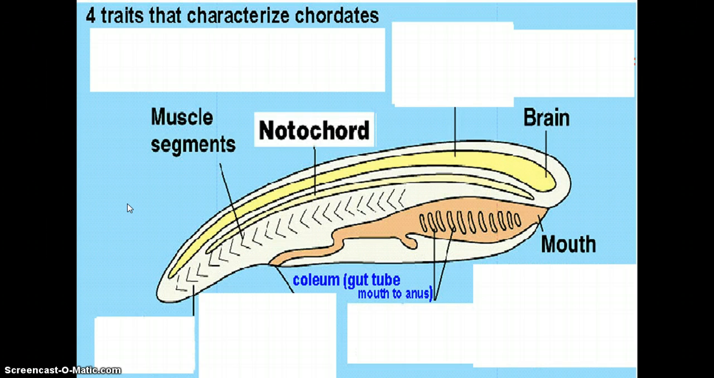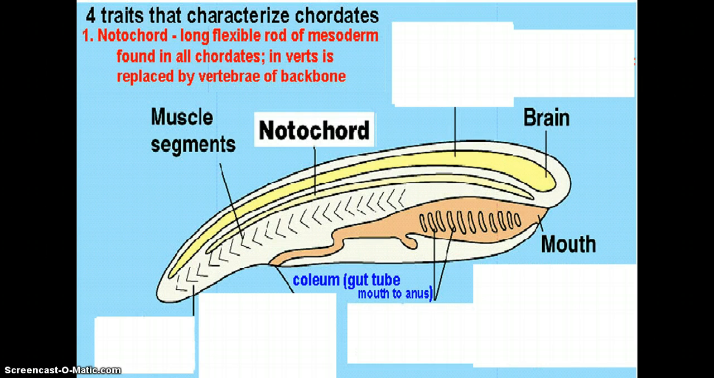Now, it actually will develop into a backbone in some chordates, okay? So not all chordates have a backbone. So you still have some invertebrate chordates, okay? But the notochord is a long flexible rod, and in most chordates it will end up at some point in development becoming a backbone or replaced by a backbone.